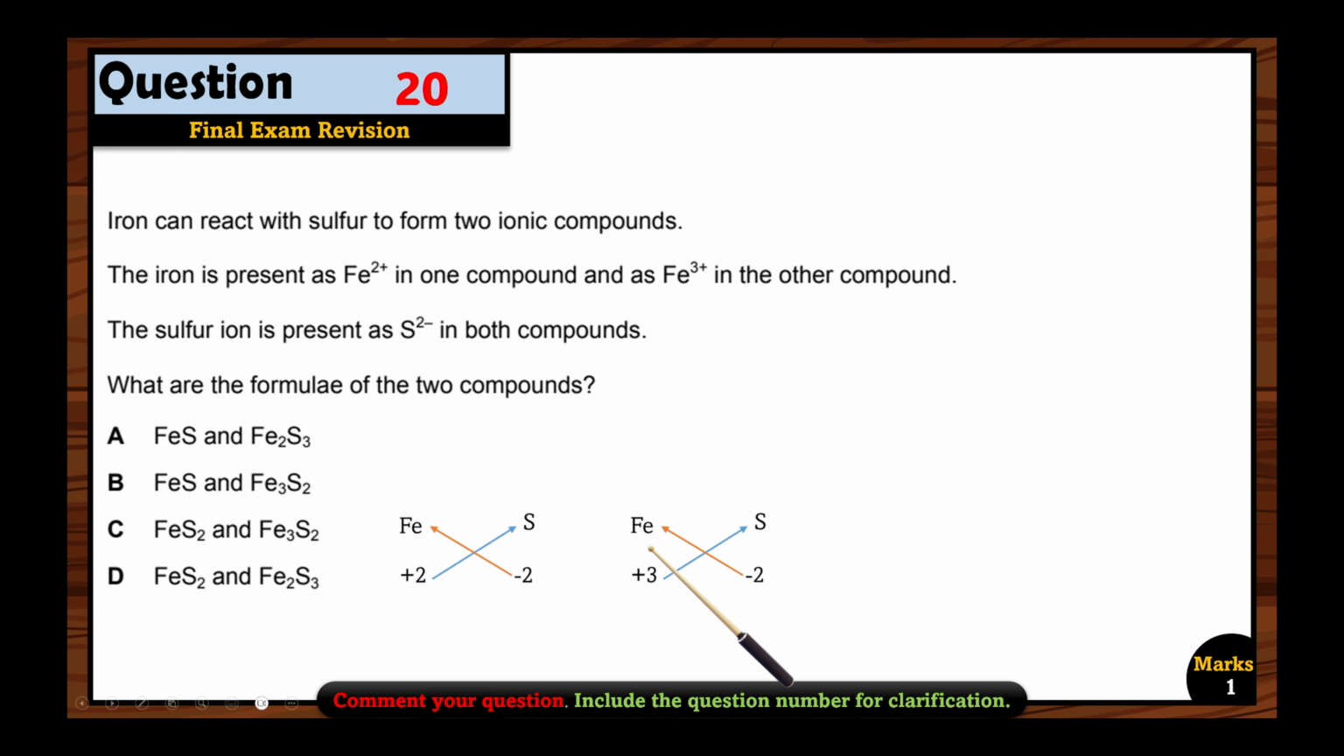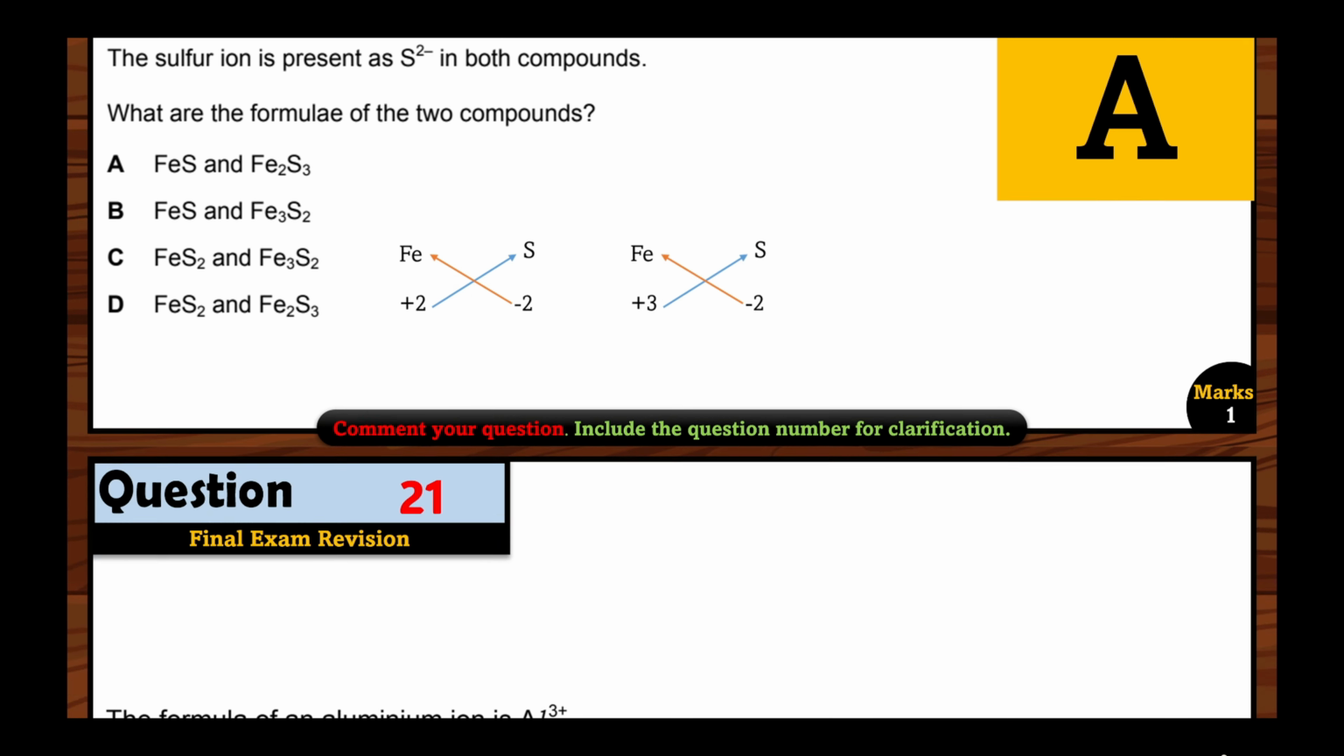Now let's see the second compound. If we have Fe with the 3+ charge and S again with -2 charge, they will cross over each other. So what will you get? You will get Fe, this 2 will come here. So Fe2S3, yes. So it means option A is the right option.